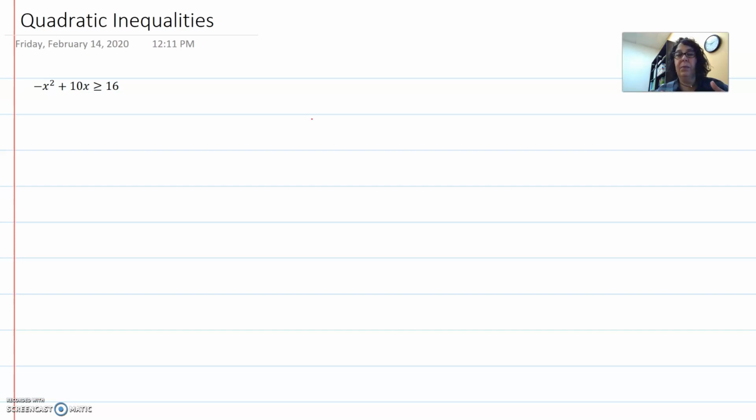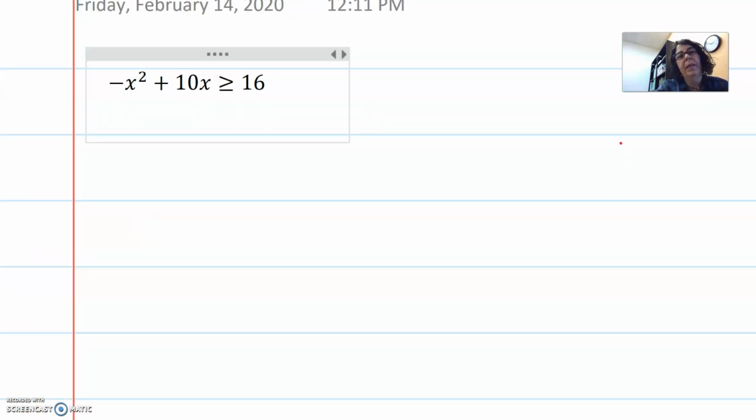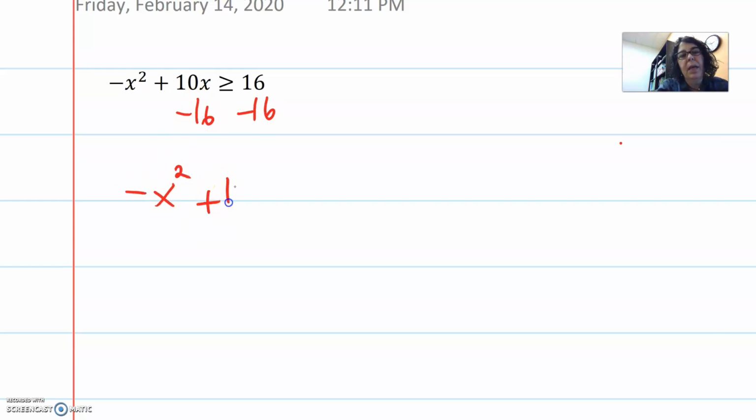where the dichotomy occurs. One side of the inequality should be 0, no matter what method we choose to use. So we have here x squared plus 10x greater than or equal to 16. We try to get rid of that 16 and we rewrite the inequality like this: negative x squared plus 10x minus 16 is greater than or equal to 0. No matter what method, this is what you need to do.